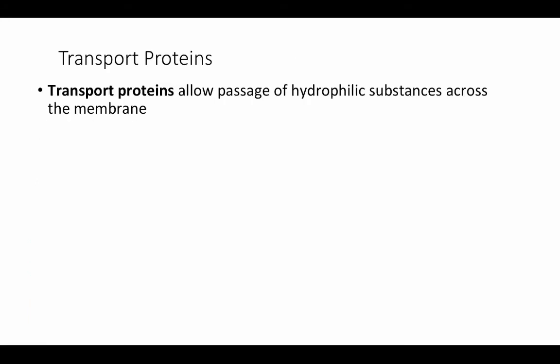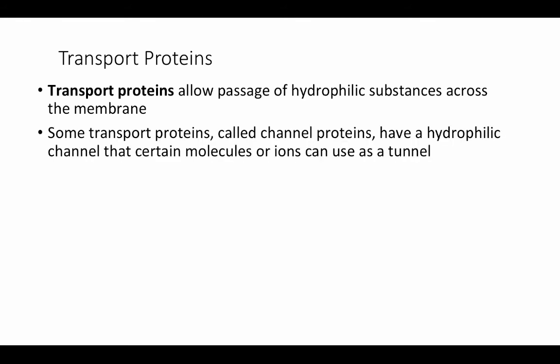So the other thing that's going to greatly affect the permeability of membranes is the presence of transport proteins. So transport proteins allow passage of hydrophilic substances across the membrane. I mentioned this briefly when we were looking at the different functions of these membrane proteins. So some transport proteins, called channel proteins, have a hydrophilic channel. So the core of that little pore in the middle of the protein is going to be hydrophilic. It's going to be polar.